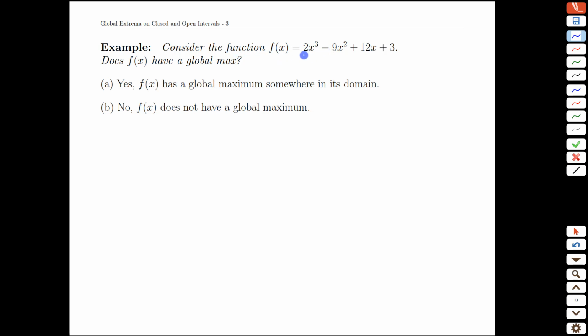As an example, take a look at this function here and think for a moment whether it has a global maximum or not. Pause the video and then we'll come back and check in.